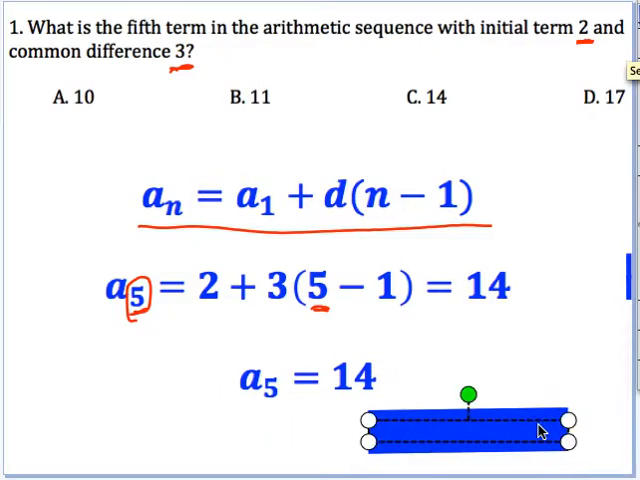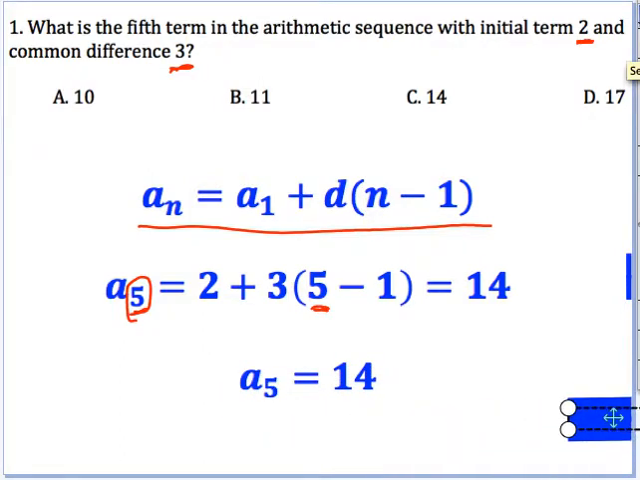So that should be pretty easy. Most of you are probably already ready for me to move on. The biggest thing is check and see what type of sequence the word problem says. If it says geometric, make sure you're using your geometric formula. If it says arithmetic, make sure you're using your arithmetic formula.